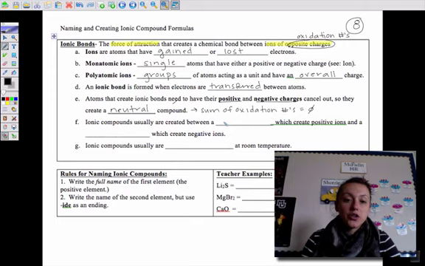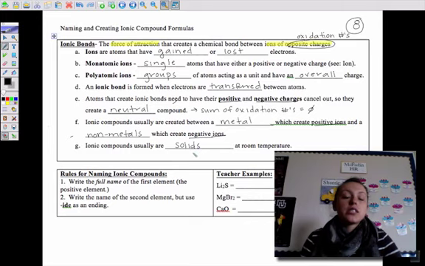Ionic compounds are usually created between a metal, which creates positive ions, and a nonmetal, which creates negative ions. And fun fact that you're going to need to know for your exam, ionic compounds usually are solids at room temperature. So just as an example, table salt is an ionic compound. It's a solid. You can sprinkle it on your food.